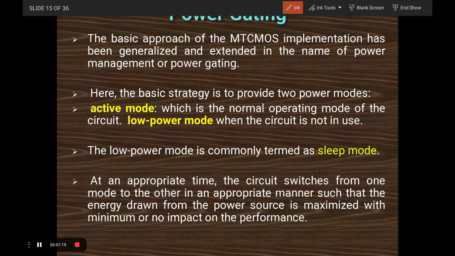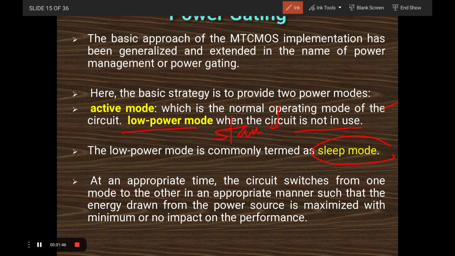So let us see here, the active mode is the normal mode of operation of the circuit. Low power mode means that the circuit is not being used. When the circuit is not in use, this mode is generally called a standby mode. It is also called a standby mode. The low power mode is also commonly referred to as a sleep mode, right?